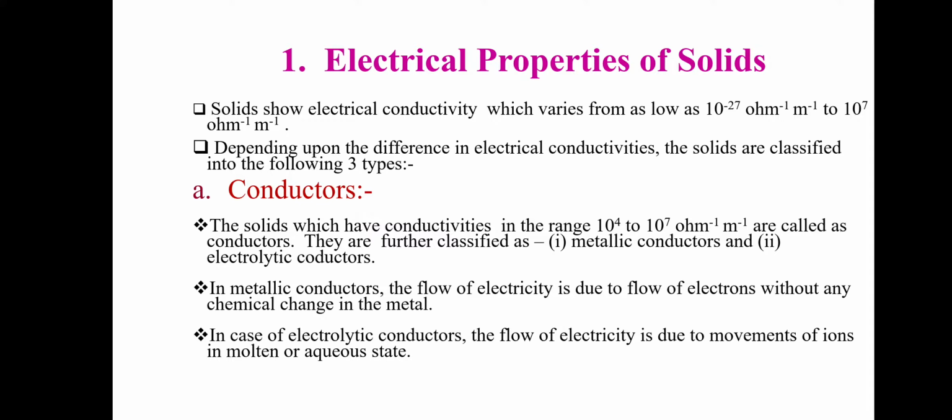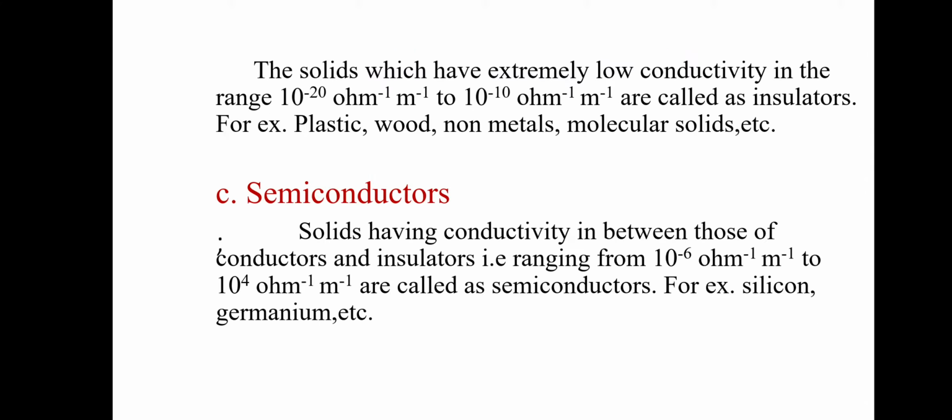Now, when we talk about conductors, they have electrical conductivity ranging from 10 to the power 4 to 10 to the power 7 per ohm per meter, and they are classified as metallic conductors and electrolytic conductors. In metallic conductors, there is a flow of electricity due to the movement of electrons in the metal, whereas in electrolytic conductors the flow of electricity is due to the movement of ions in molten or aqueous state.